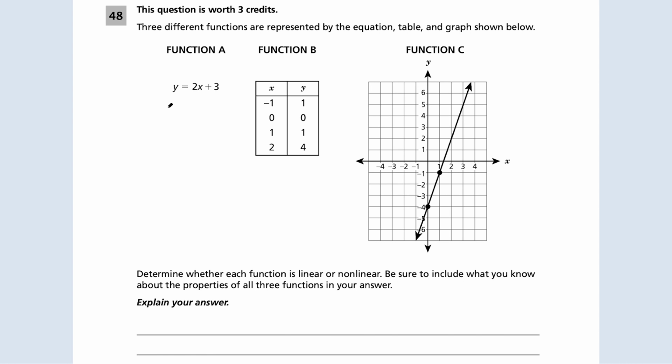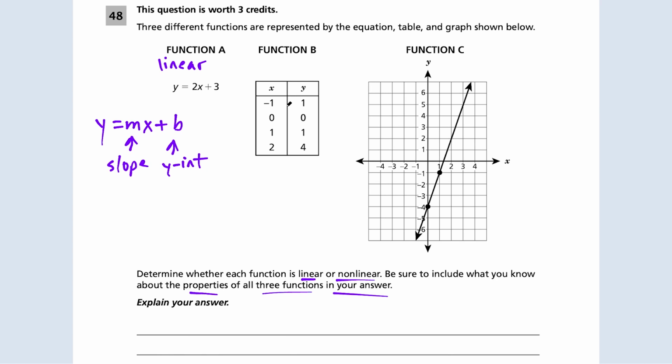So question 48, our last question, we have 3 different functions represented by an equation, table, and graph. We want to determine whether each function is linear or nonlinear. We have to be sure to include what we know about the properties of all 3 functions in our answer. So looking at function A, notice that it's in the form y equals mx plus b, where m and b are constants. Remember, m represents the slope and b represents the y-intercept. But this is in that form here, so function A is definitely linear. So this is linear because it's in the form y equals mx plus b.